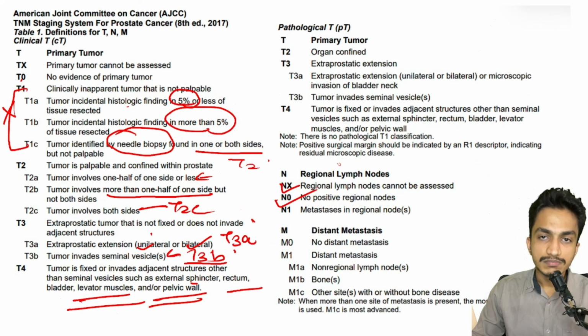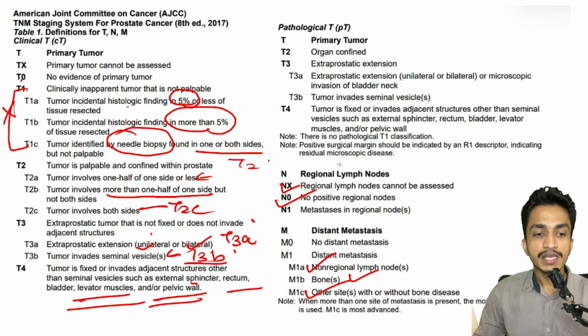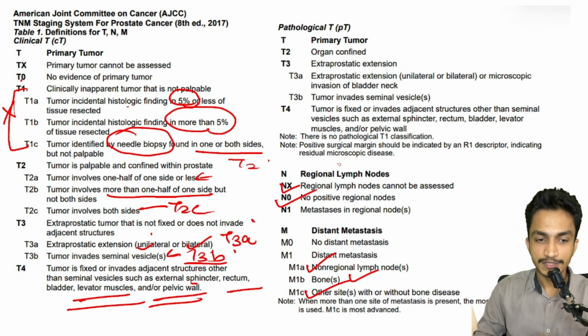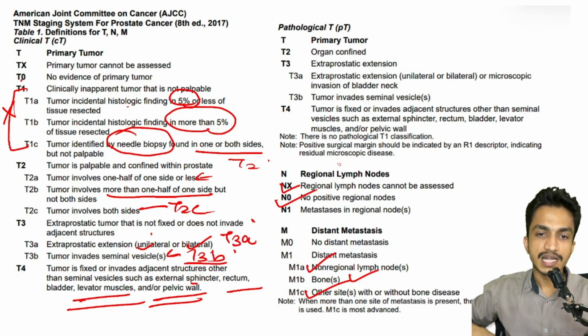In metastasis, if it is invading into non-regional lymph nodes, M1A; bony metastasis, M1B; and other sites, M1C. Now, the important point to remember is that T1 is an inapparent tumor, so it depends on the percentage of tissue detected on histology. In T2 it is limited to the prostate, but either half of one lobe or more than half of one lobe, not bilateral, that is T2B. And if both the lobes are involved, that is T2C. Extraprostatic extension, T3A. Beyond, into the seminal vesicles, T3B. Extending into the adjacent structures, that is T4.